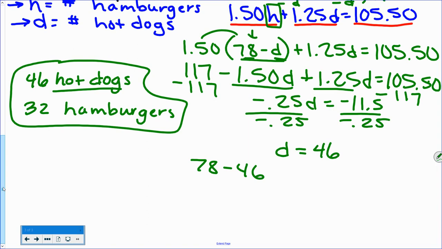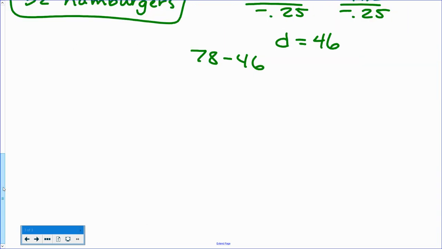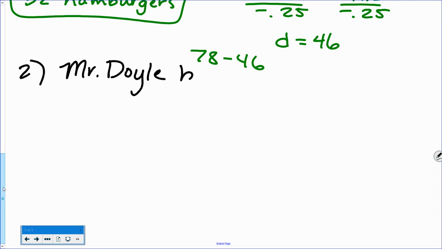All right, we're going to practice 2 more examples for this lesson. So get ready to write down another word problem. Second example. So Mr. Doyle bought 2 pounds of cheddar cheese.